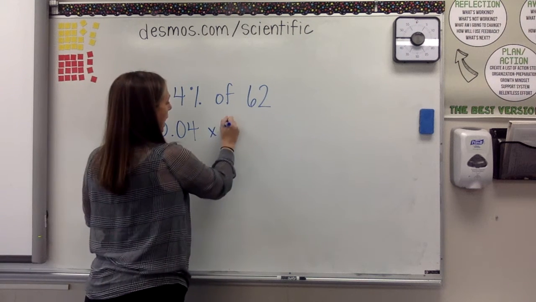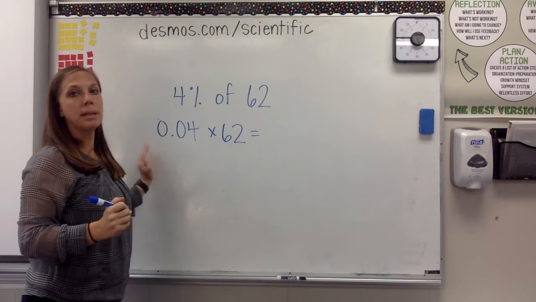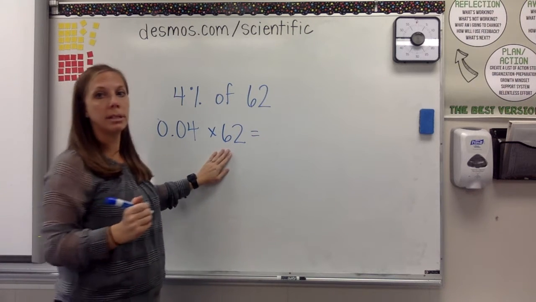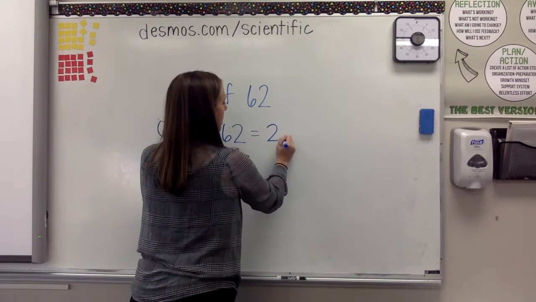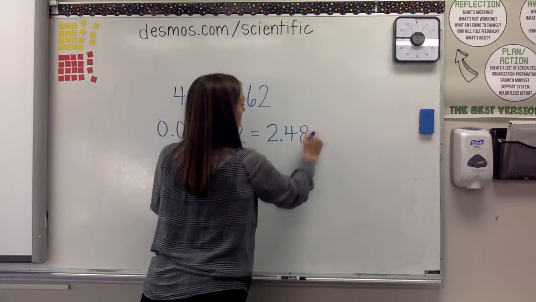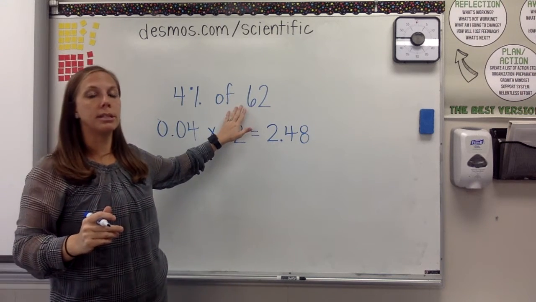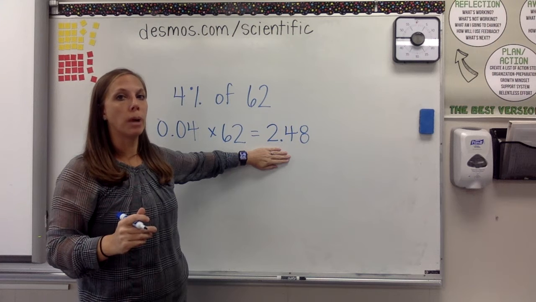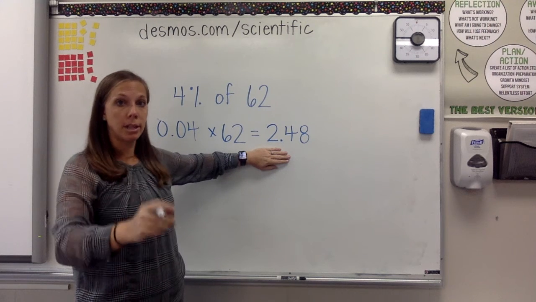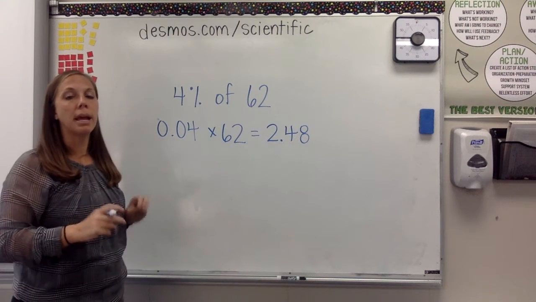Now I'm multiplying that by my number 62. When I multiply 0.04 times 62, I find that it's 2.48. So I would say that 4% of 62 is 2.48. Remember, you might have to continue with another step to make sure you've answered the question, but this is how you find percent of a number.